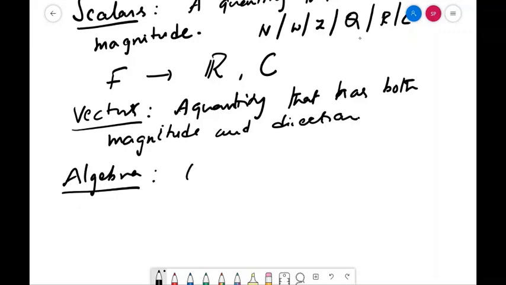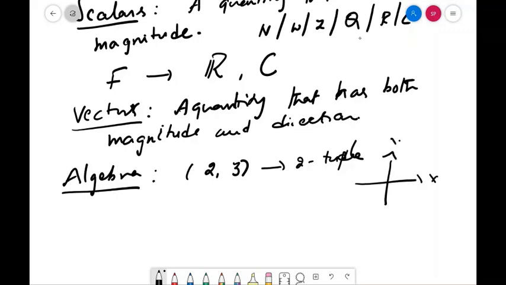Suppose I take (2, 3). So this is a two-tuple, or you can call it an ordered pair. And we all know how to represent it geometrically. If you take the two-dimensional plane, then you mark 2 units on the x-axis and 3 units on the y-axis. Then (2, 3) is a point in the two-dimensional plane.